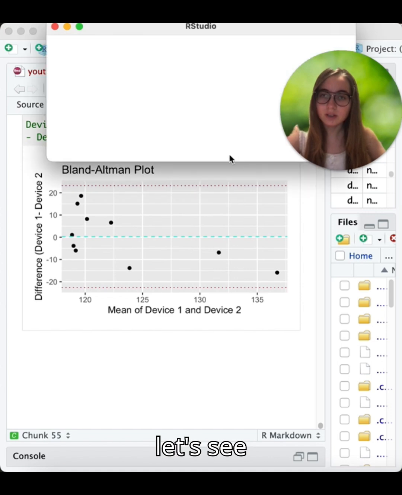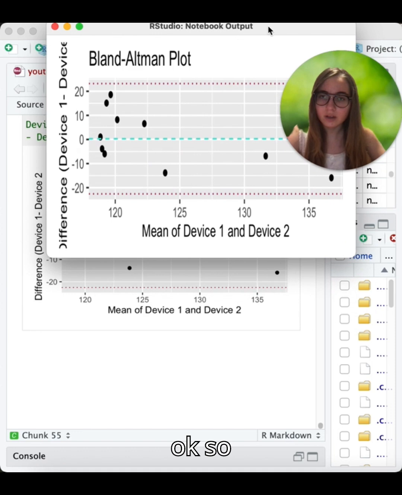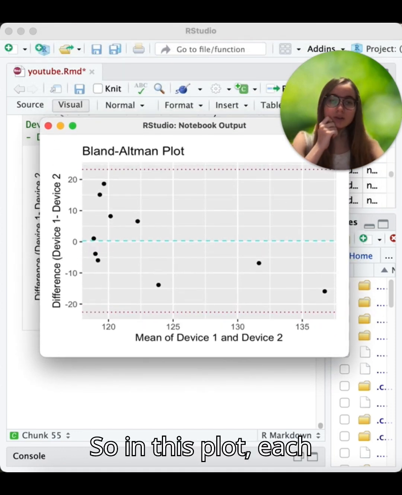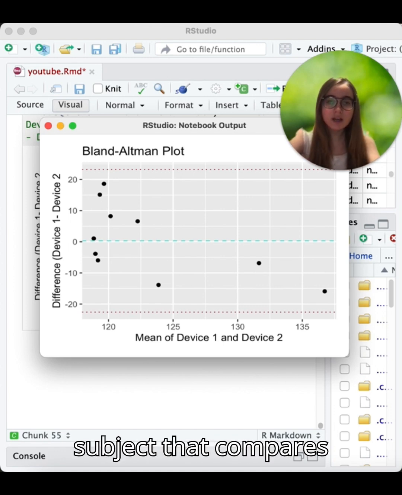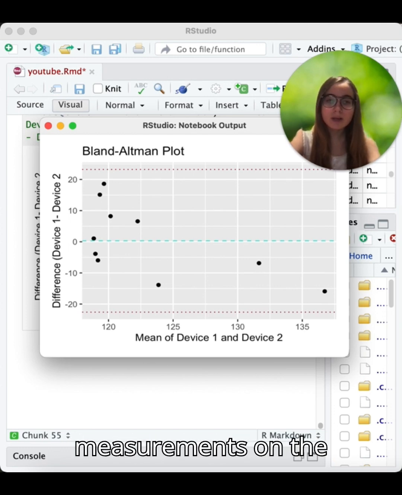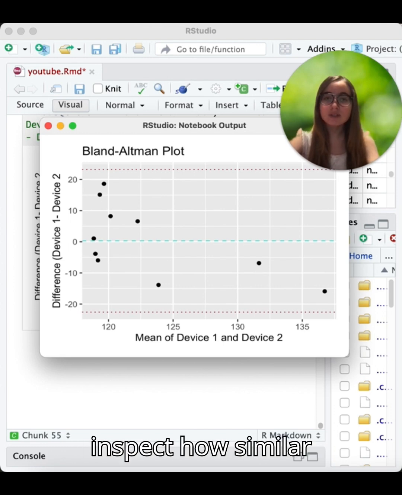Now let's see. Okay, so now this is our plot. In this plot, each point represents a subject and compares two measurements, in this case from device 1 and device 2, by plotting the difference between the two measurements on the y-axis and the average of the two measurements on the x-axis. This allows us to visually inspect how similar or different the two measurements are across subjects.